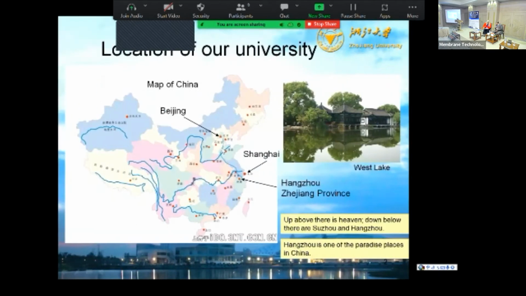First, I want to briefly introduce my university. My university is located in Hangzhou City in China. It is very close to Shanghai, about 1 hour by express train. And there's an old saying, up above there is heaven, down below there are Suzhou and Hangzhou. That means Hangzhou is one of the paradise places in China.